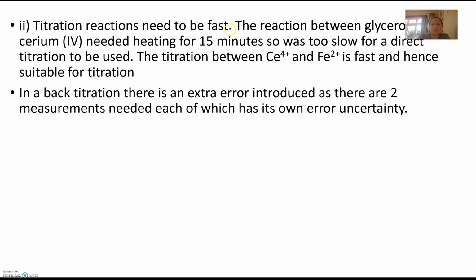So titrations need to be really quick. And the reason why titrations need to be very quick is a lot of our reactants can then react with oxygen in the air and so forth. And so if you leave things for a long time, then you actually are getting incorrect results.